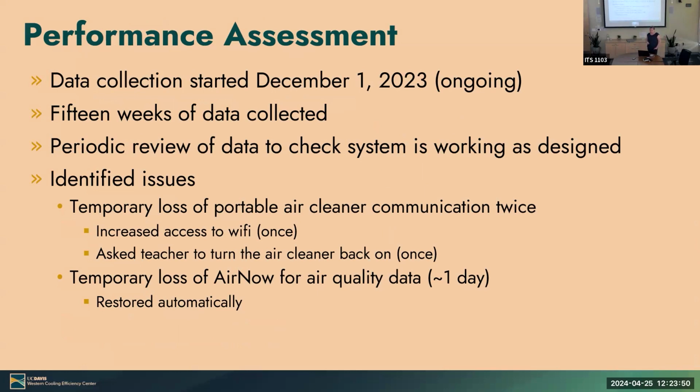So far, we've essentially been doing periodic review of the data. We've had just some very minor issues, like we lost communication with the portable air cleaner twice, and Dave was there and fixed that. Everybody's been to this school. One time I just had to ask the teacher, 'Hey, you shut off power to your portable air cleaner, can you turn it back on?' And once the AirNow signal disappeared, but then it came back all by itself.